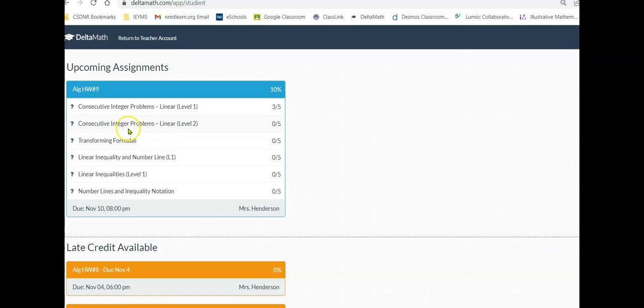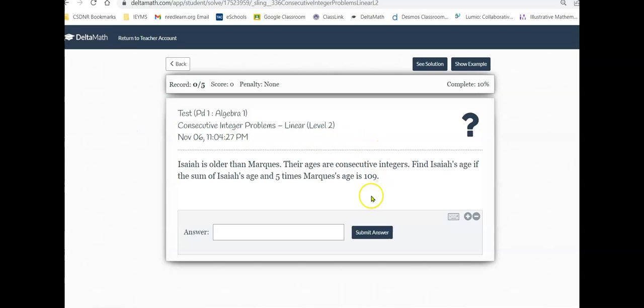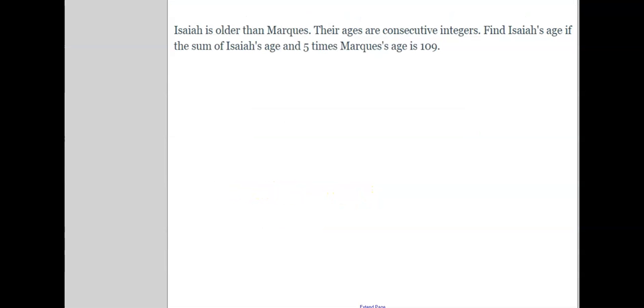All right, let's take a look at the next lesson. Level 2. Isaiah is older than Marquise. Their ages are consecutive integers. Find Isaiah's age if the sum of Isaiah's age and 5 times Marquise's is 109. All right, their ages are consecutive integers. So n and n plus 1. And Isaiah is older. So this one is Isaiah.